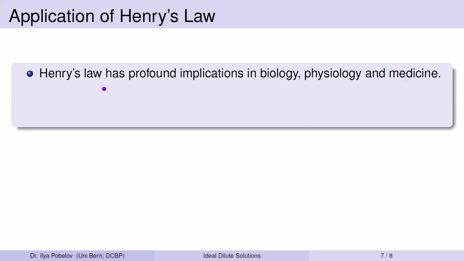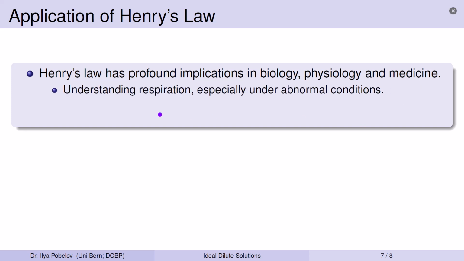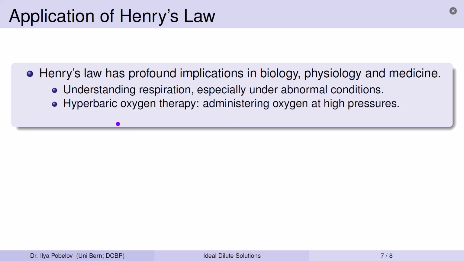Henry's law has profound implications also in biology and physiology. It is essential for understanding processes like respiration, especially under abnormal conditions such as high-altitude mountaineering or diving. One notable application is in the hyperbaric oxygen therapy in medicine, wherein patients are administered oxygen at high pressures. It results in more oxygen dissolving in the blood than under typical conditions. Knowledge of Henry's law is also pivotal when discussing the effects of gaseous anesthetics.